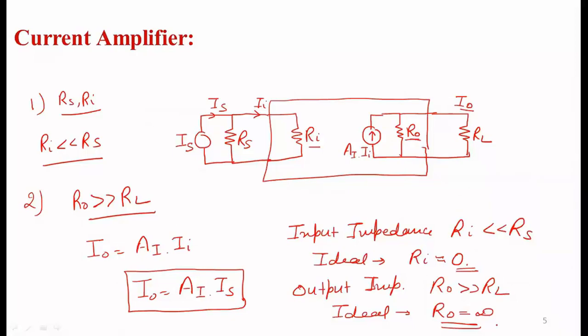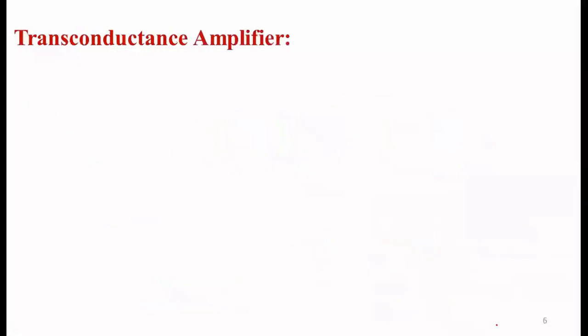The next is the transconductance amplifier. In the transconductance amplifier, we have a voltage source at the input side and a current source at the output side. So the ideal transconductance amplifier supplies an output current which is proportional to the signal voltage. Let's draw the circuit for the transconductance amplifier.